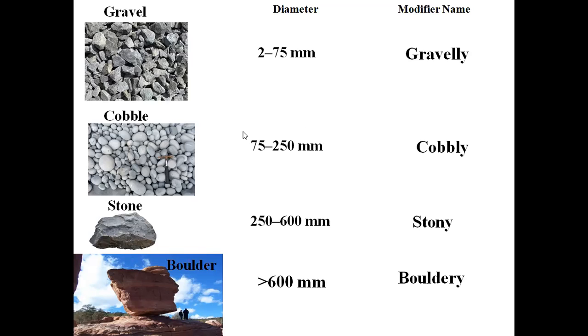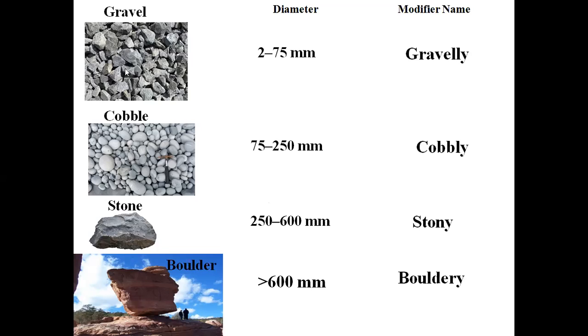Cobble size. Based on this, we have some classification, students, and stone. This is a common thing. Stones we regularly see. Everyone knows 250 to 600 millimeters, with the modifier name stony. And boulders means big stones, big rocks. Sometimes those are called bouldery. So this is one type of classification, students, in texture.